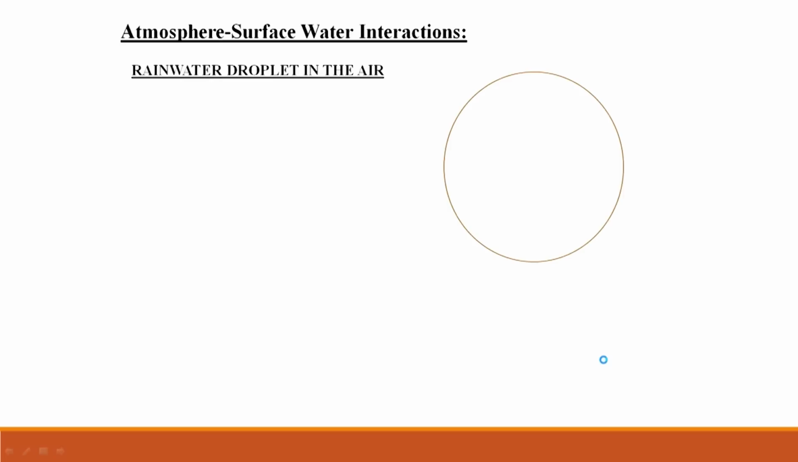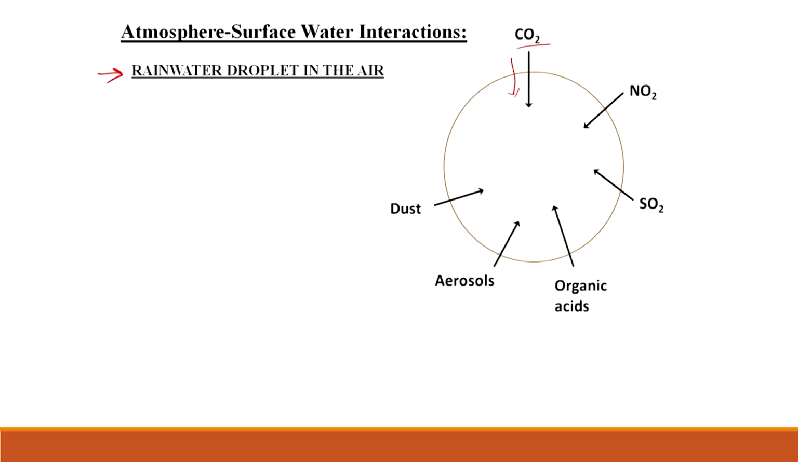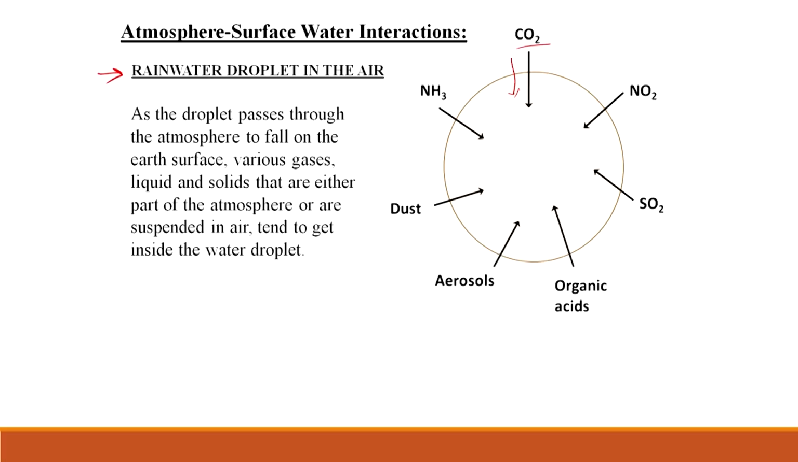So, let us move on, and the other aspects are with respect to air-water interactions. In this context we are looking at a rainwater droplet that is falling through the air, let us say. And what do we have? We have carbon dioxide in the atmosphere that is going to try to dissolve into the water droplet, and O2, SO2, organic acids, aerosols, dust, NH3, right.